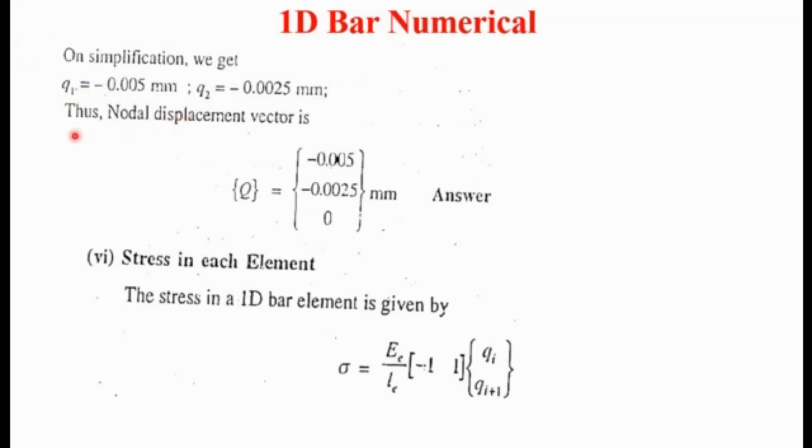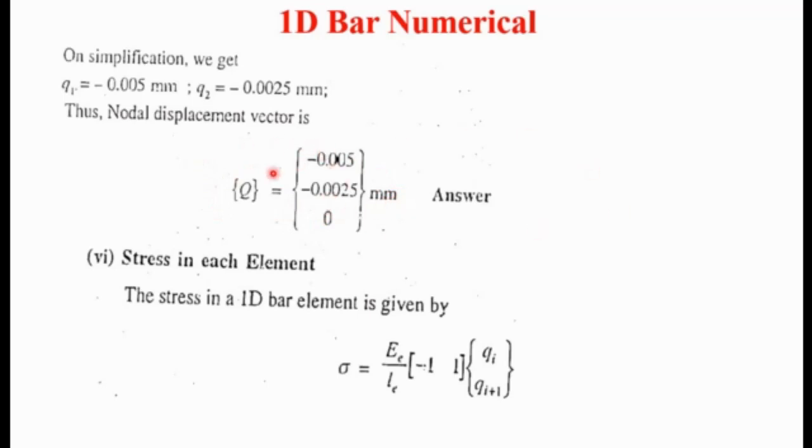Thus the nodal displacement vector Q is Q1, Q2 and Q3. Q1 is equal to -0.005 mm, Q2 is equal to -0.0025 mm, and Q3 is equal to 0 because the bar is fixed at node 3. Therefore this Q matrix is the nodal displacement vector.